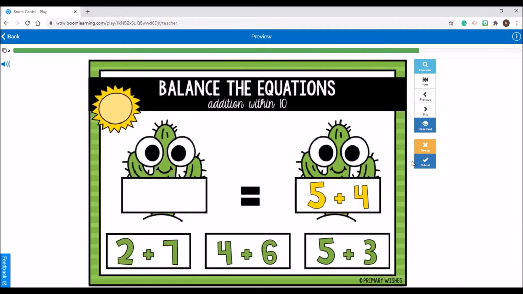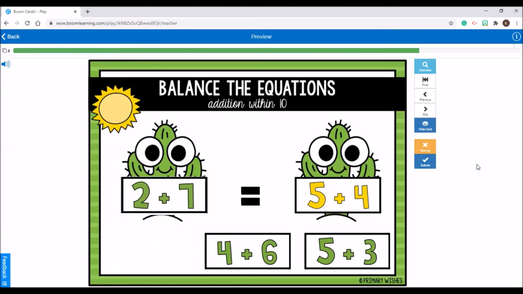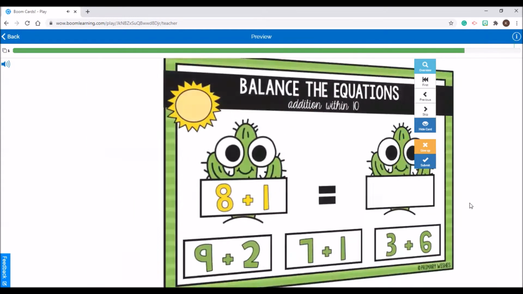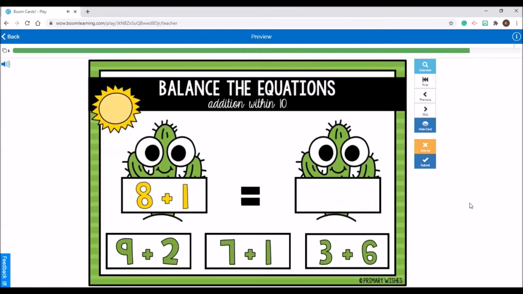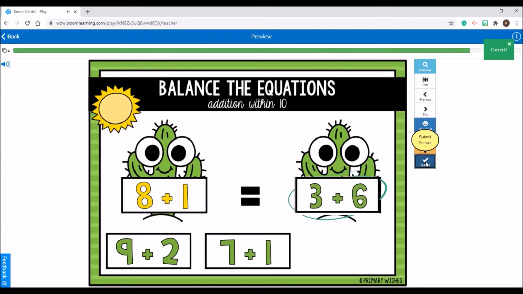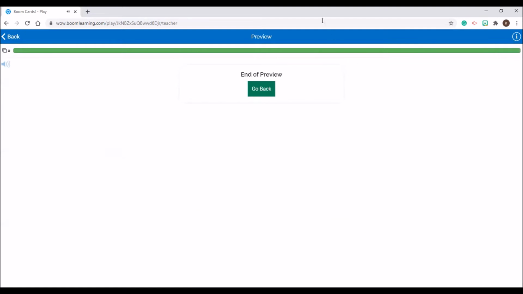Okay, what matches with 5 plus 4? What is the same as 5 plus 4? How many is 5 plus 4? 9, good. And which one of these matches that 9? All right, let's check. Yay! 8 plus 1 is the same as 3 plus 6. Let's check. Good job. Yay, we did it!